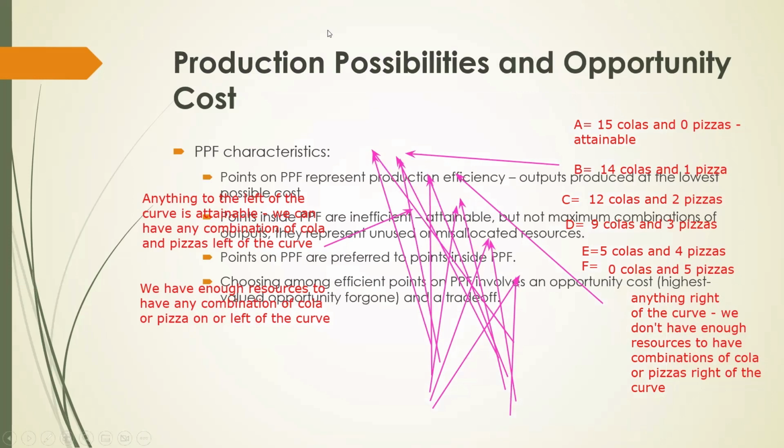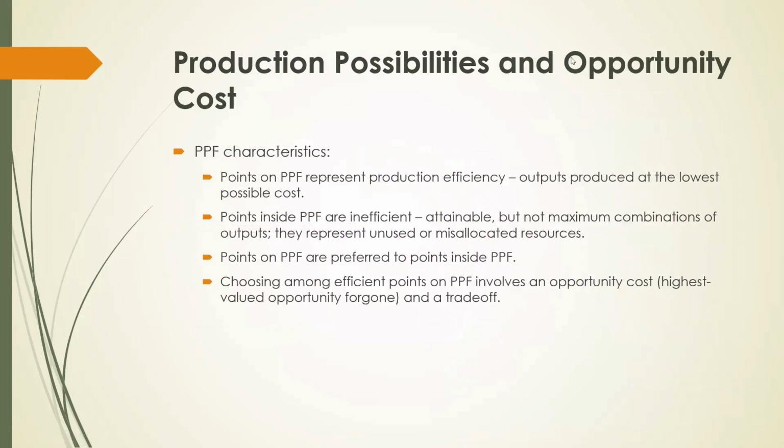So PPF characteristics. So points on the PPF represent production efficiency. So that's the outputs produced at the lowest possible cost. Points inside the PPF are inefficient. We can have what's in the PPF, but it's not efficient. We're not using the resources to the best ability. So we want to be on the line. We don't want to be left of the line. And going right of the line is impossible based on our current resources.